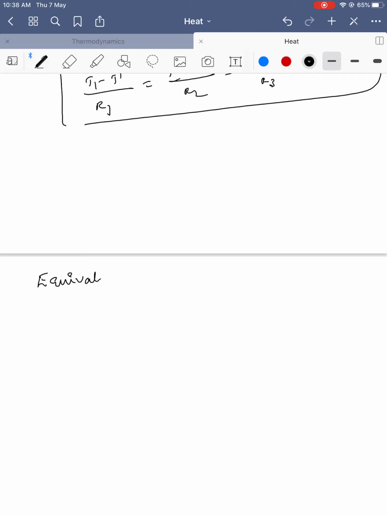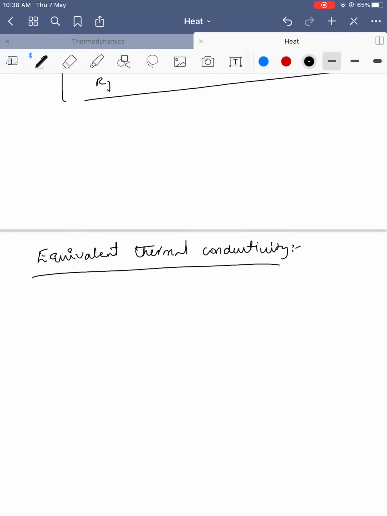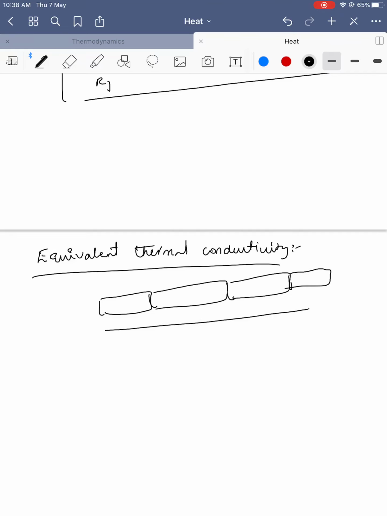Equivalent thermal conductivity. It can be R equivalent, we wrote that. R equivalent, when the rods are in series, to find equivalent conductivity we should take, this is in series, right?